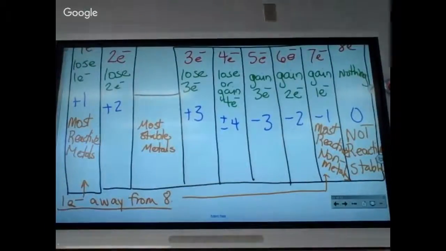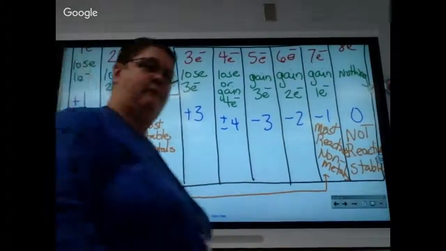So I'd be in the most reactive. This side. Say what? I'd be in the most reactive. So no crazy. I would agree with that. This ball would be in the stable. Not reactive. The noble gases.